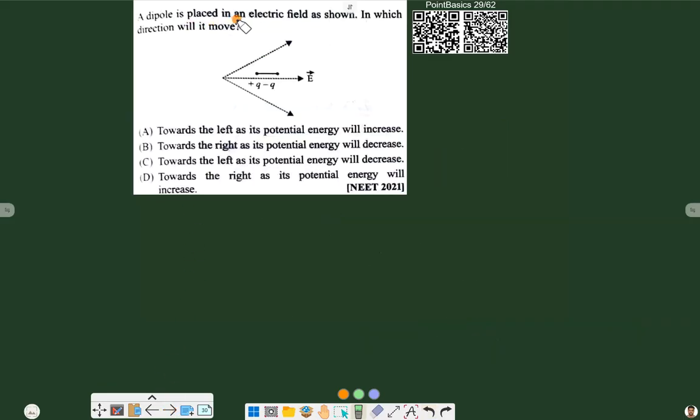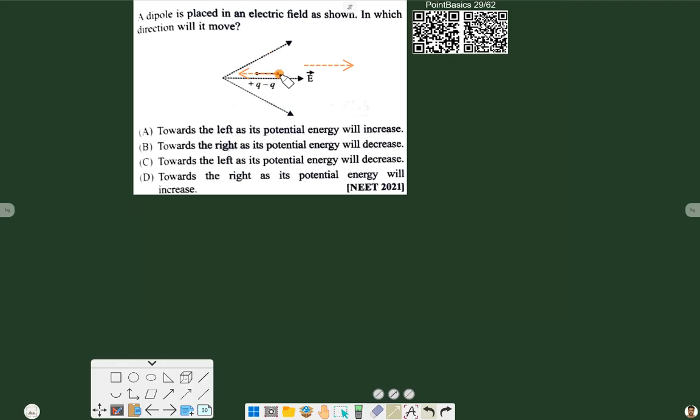A dipole is placed in an electric field as shown. In what direction will it move? So here we have an electric field, and according to the diagram we can notice the directions of the electric field and the direction of the dipole. So let us draw the diagram. We know that the direction of the dipole is from negative to positive. So the direction of the dipole is something like this. This is the dipole direction, and the direction of the electric field is something like this.